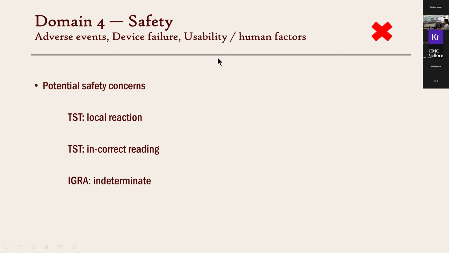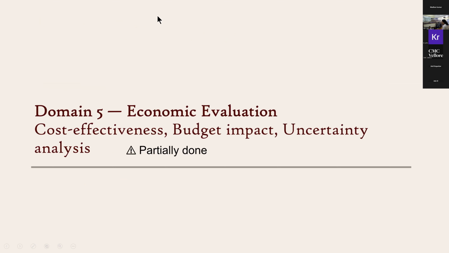The next domain was safety. So they have not addressed the safety issue at all. As such, when you think about it, this is my point. What are potential safety concerns with a tuberculin skin test or IGRA? One, maybe you can have a local reaction. What happens if there's an incorrect reading, because there's a human aspect to reading the TST? With IGRA, you can have an indeterminate result. So what did they do for that? Those are things that they could have thought about, but they don't specifically cover this in the safety domain.